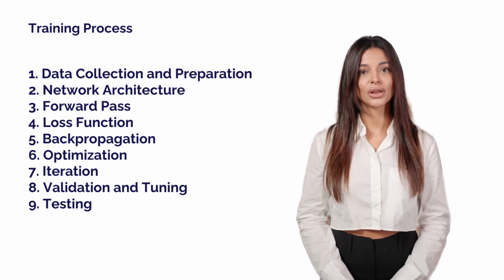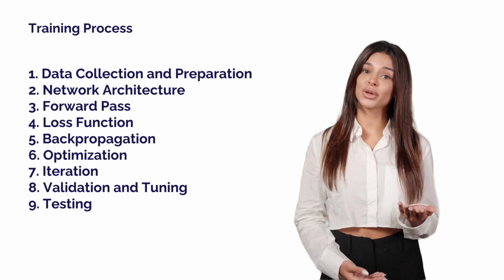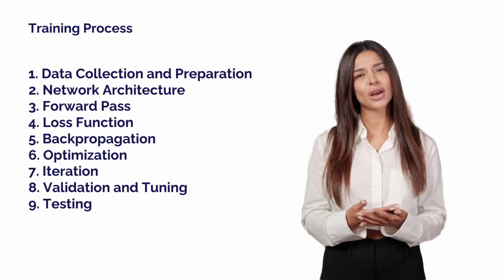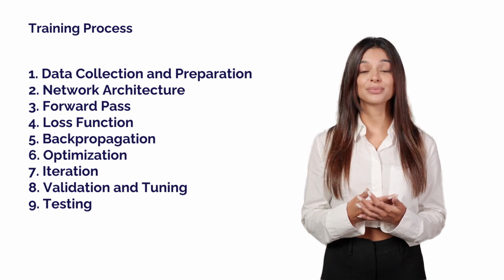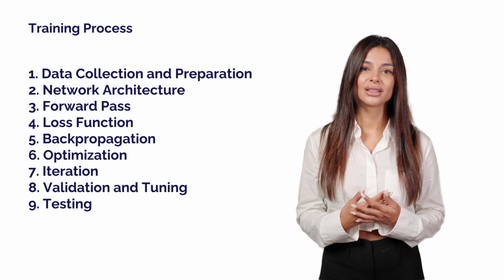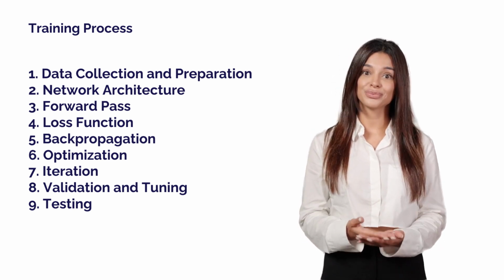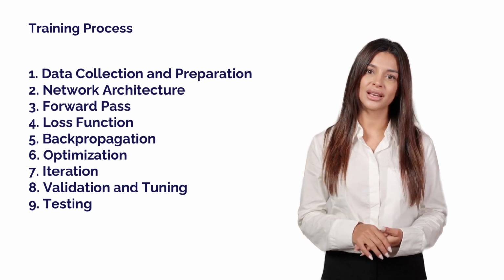4. Loss function. Calculate error. The network's output is compared to the actual target value, the correct answer. A loss function quantifies the difference between the prediction and the target. The goal of training is to minimize this loss. Different loss functions are used depending on the task.